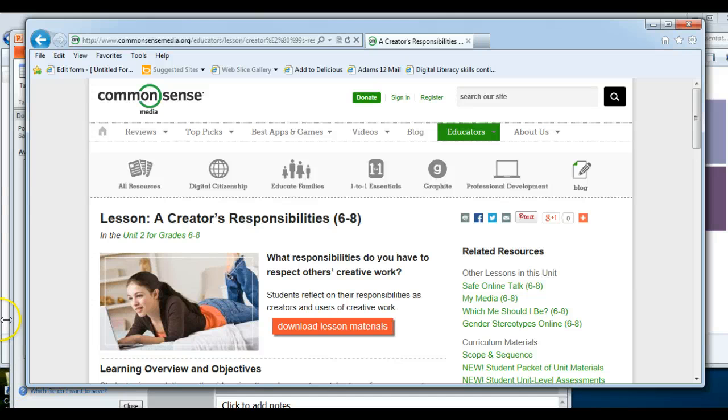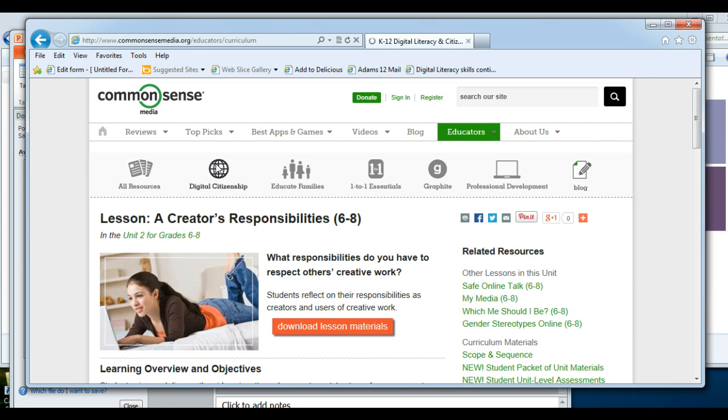If you're not familiar with the website Common Sense Media, you should get familiar with it. It has tons of really great resources for tech integration. The ones we're going to focus on right now are under the digital citizenship category. Digital citizenship is so important and so often overlooked.